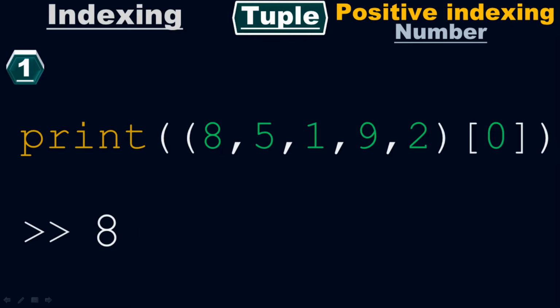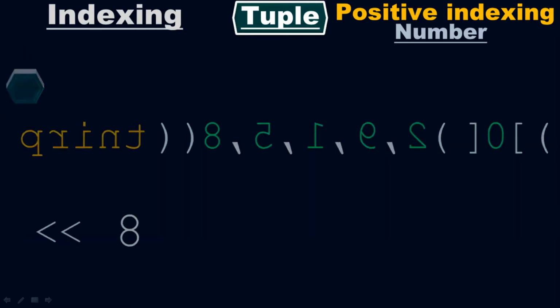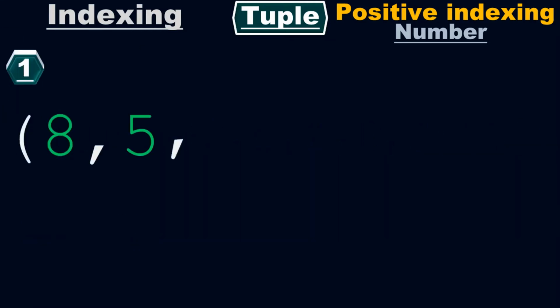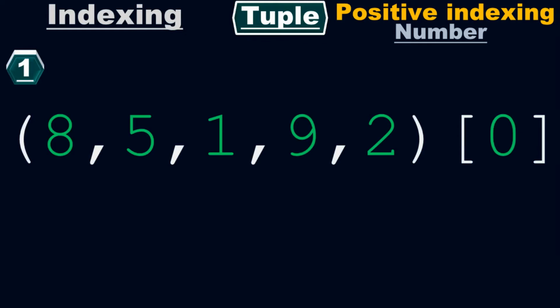So that was the second method. Let me check the third method here. According to the third method, we have 8, 5, 1, 9, 2 of index 0. It returns 8. Look, this time I don't have any print function and I don't have any identifier. I simply type this expression directly in Colab. When you run it, you will get the same answer, 8. At index 0 we have the very first element, therefore it returns 8 in the final output. So these are the three different methods.